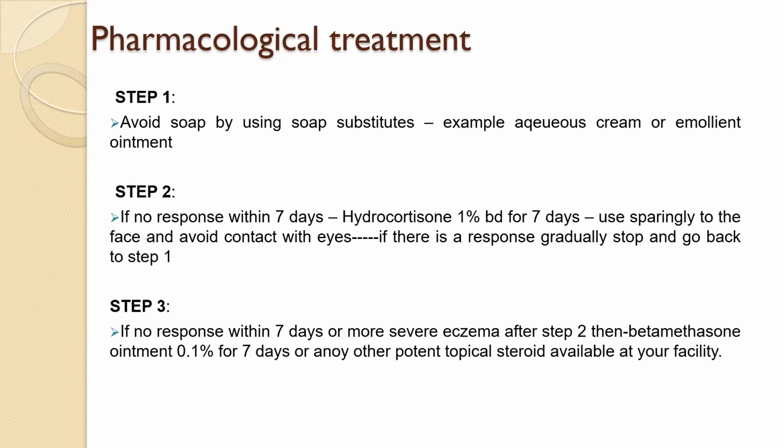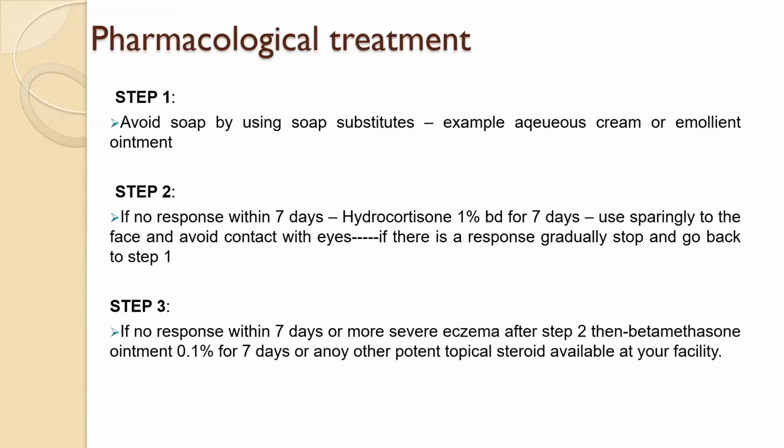In most of these steps, if there's no response in 7 days, or if there is a response, you reduce and go back to step 1. The mainstay of treatment is to go back to step 1 and avoid these harsh steroid-based ointments, which could cause skin atrophy in the long run. Step 3: if there's no response within 7 days, or there's more severe eczema after step 2, you can add a betamethasone ointment 0.1% for 7 days, or any other potent topical steroid available at your facility. So that's a stepwise treatment.